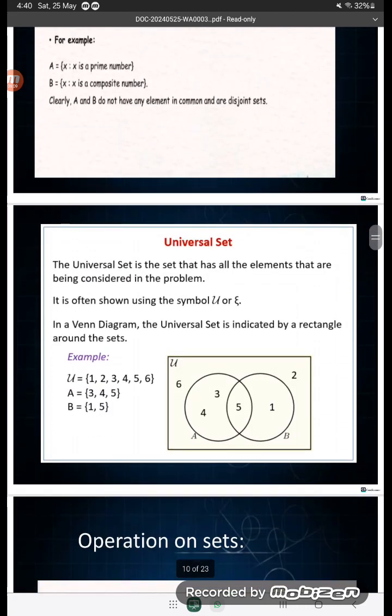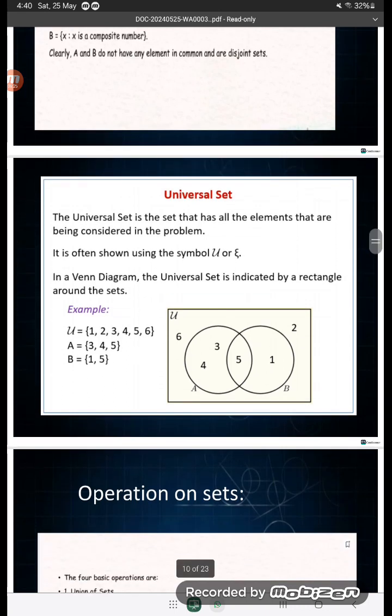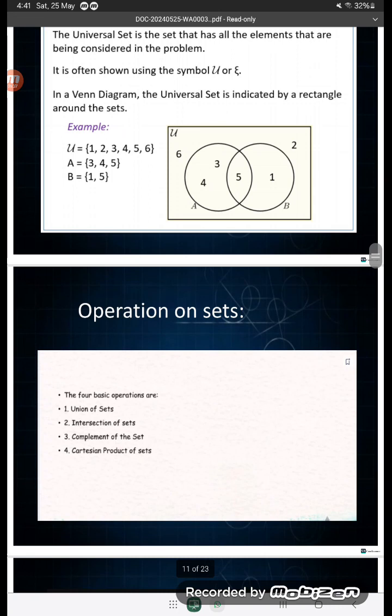Universal set. The universal set is the set that has all the elements being considered in the problem. The universal set is represented by U. For example, U is 1, 2, 3, 4, 5 and 6, and A is equal to 3, 4, 5 and B is equal to 1, 5. A and B are all elements contained in the universal set U.